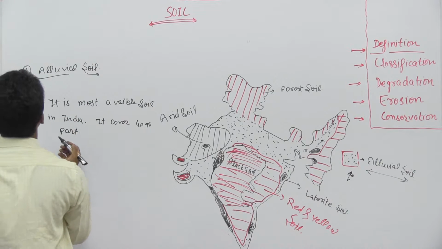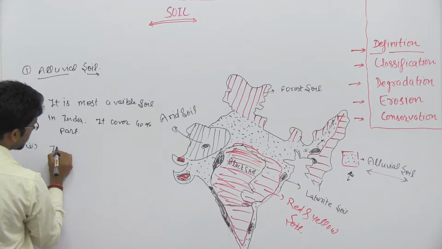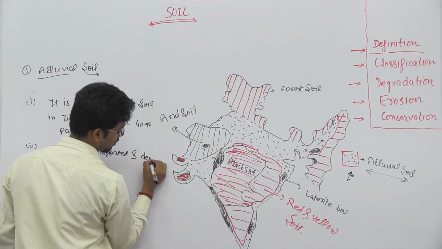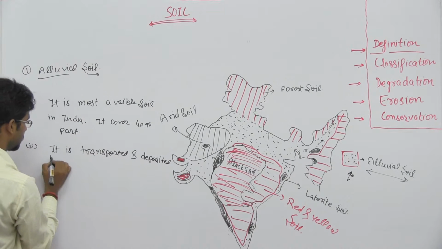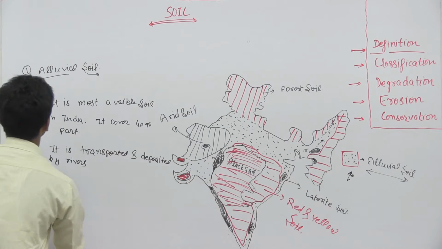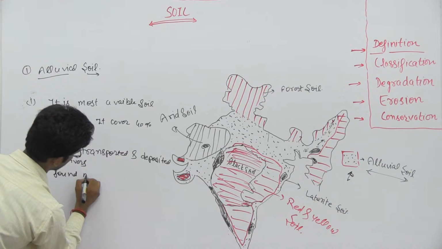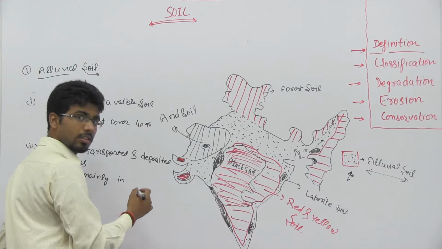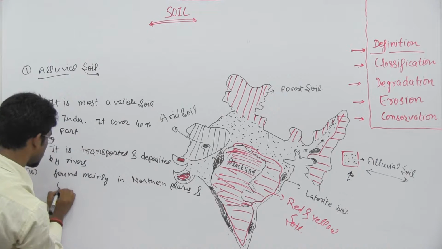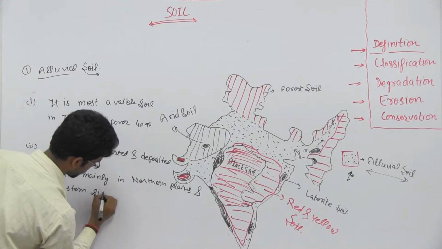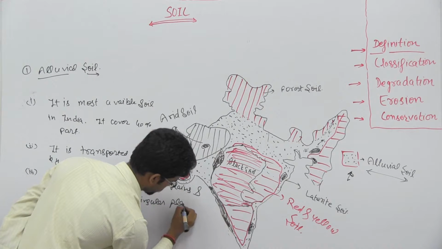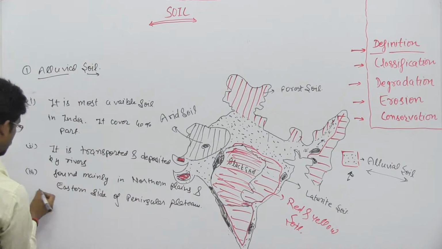So in the third point we can write, first thing is that it is transported and deposited by rivers. And in the third point we can write the places. So in that one, found mainly in northern plains and eastern side of peninsular plateaus. So that comes under the third point.